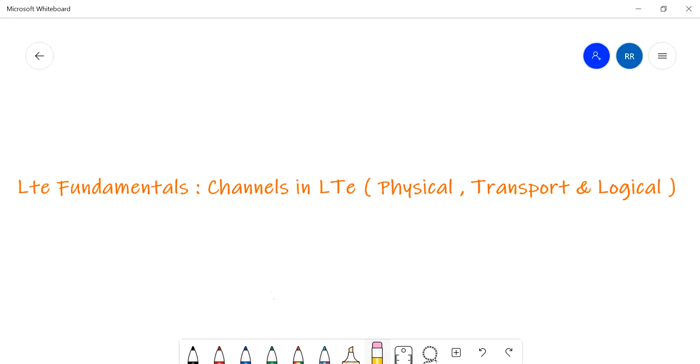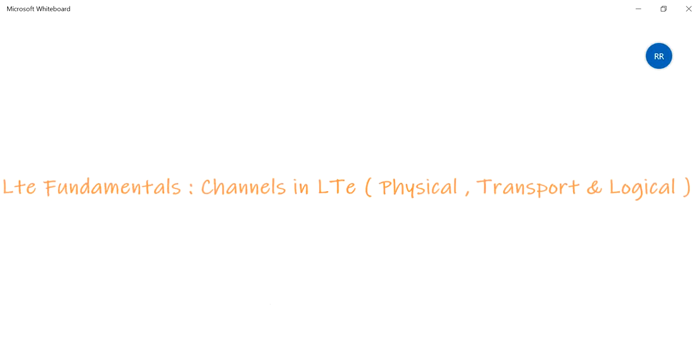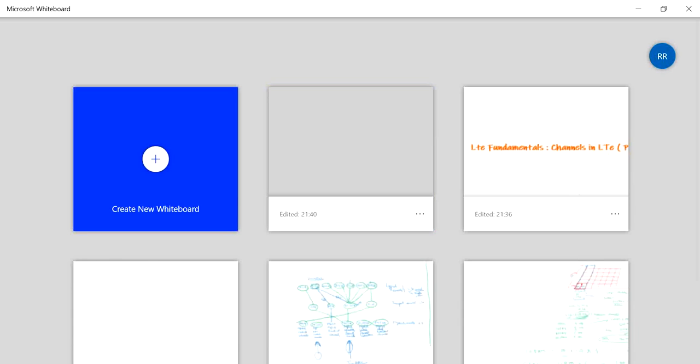So today we are going to discuss channels in LTE, that is physical, transport and logical channels. It's really not easy to remember all those channels, and there is always confusion about which channel is which, like which is a physical channel, which is a transport channel and which is a logical channel. Okay, so let's start.